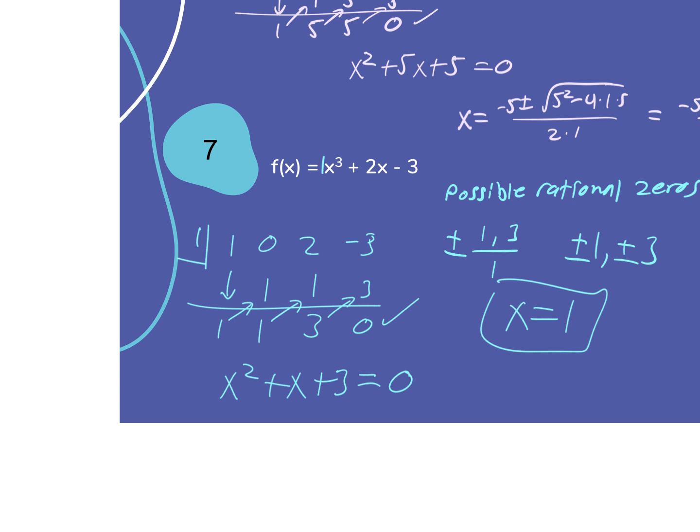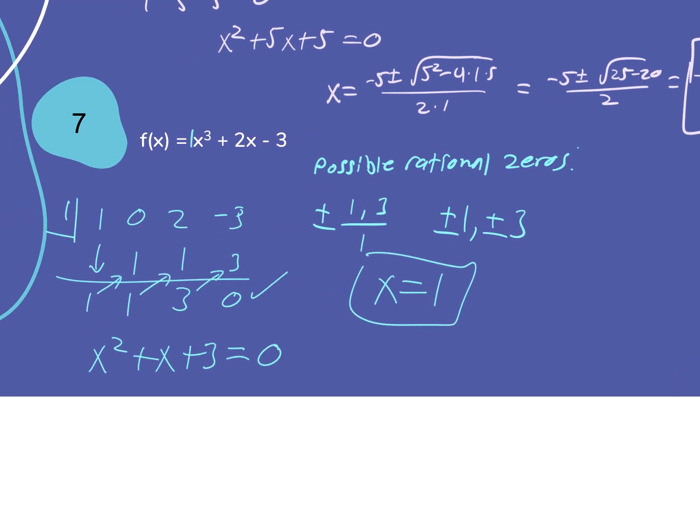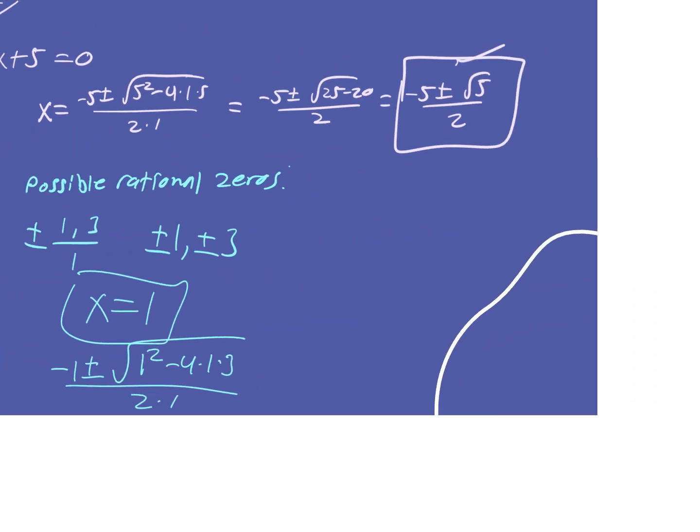And then we check, can we factor this? Right, so this one cannot factor. But that's fine because we don't have to keep doing our rational root test. We would just use the quadratic formula. We know how to use the quadratic formula, right? So I'm going to plug it in. Negative 1 plus or minus the square root of 1 squared minus 4 times 1 times 3 over 2 times 1. And then let's see what we get from this.